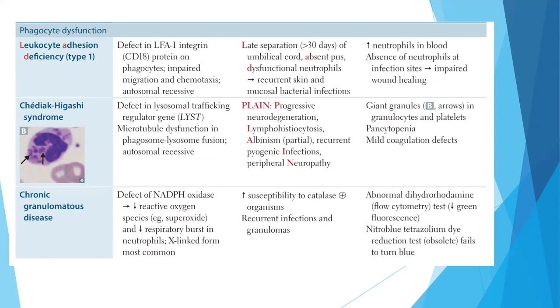Talking about chronic granulomatous disease, very important. Defect of NADPH oxidase, which causes decreased reactive oxygen species and decreased respiratory burst in neutrophils. There's increased susceptibility to catalase positive organisms, recurrent infections, and granulomas. There is abnormal dihydrorhodamine test, decreased green fluorescence, and nitroblue tetrazolium dye reduction test fails to turn blue.